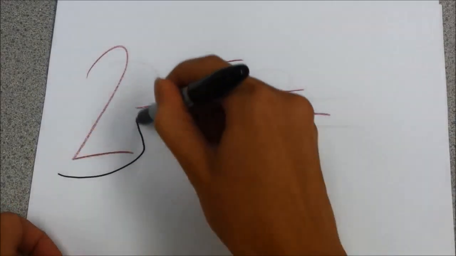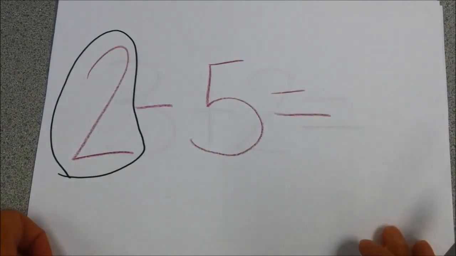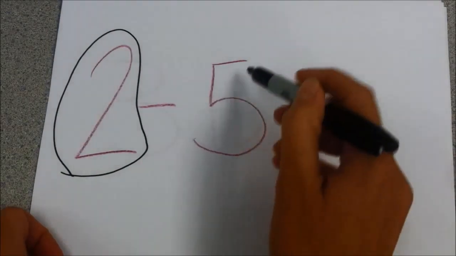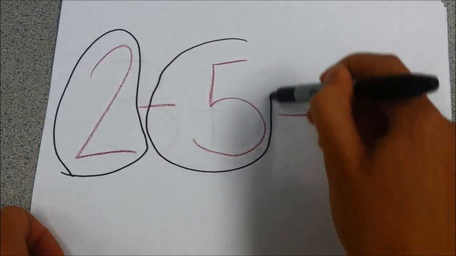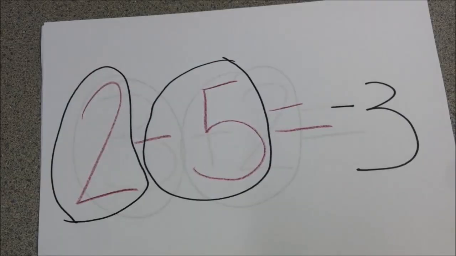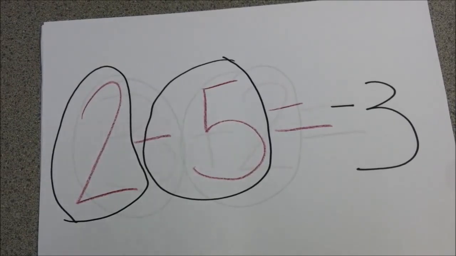2 minus 5, well, this 2 doesn't have a sign in front of it, so I know it's positive. I'm going to put the minus sign with the 5. Or you could look at it as a -5, because it's the same. They're both moving to the left on the number line in a negative direction.